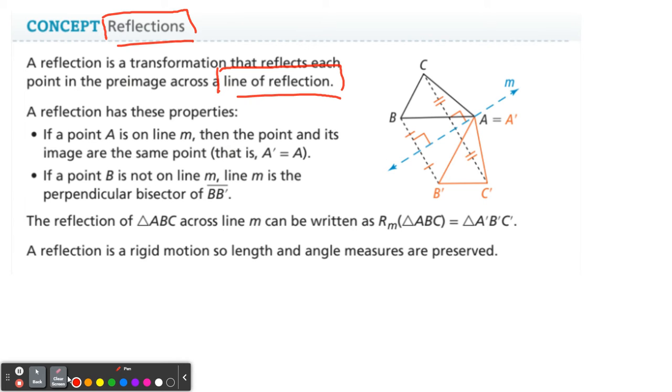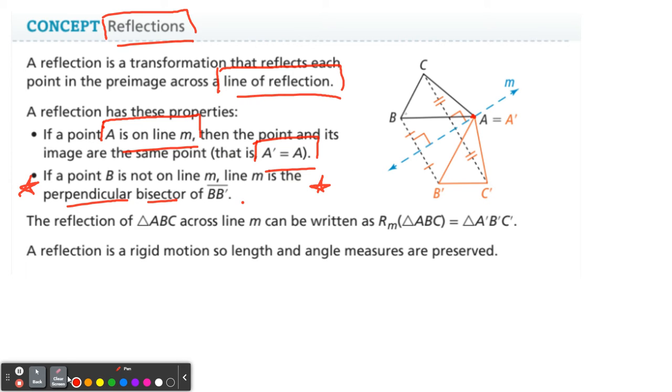A couple of properties. First of all, if a point, for instance A in this picture, is on line M, then the point and its image are the same point. That means A prime, the image, is the same as A, the pre-image, and it just stays right there. That's if you're on the line. For every other point that's not on the line, line M is going to be the perpendicular bisector between the pre-image and the image.